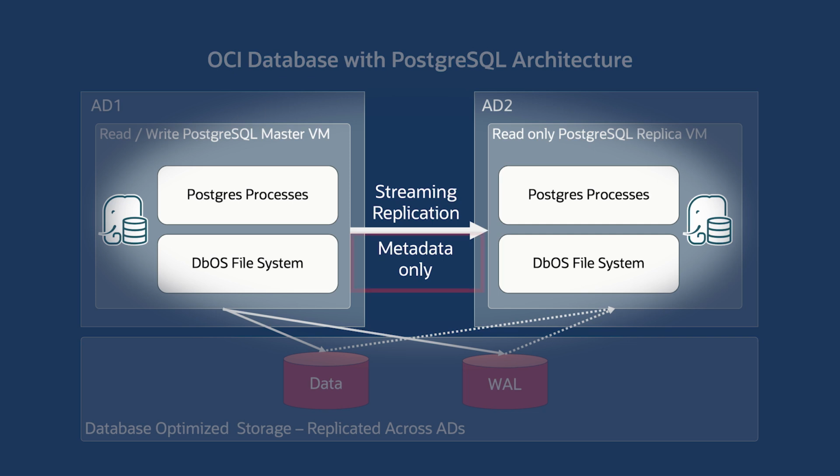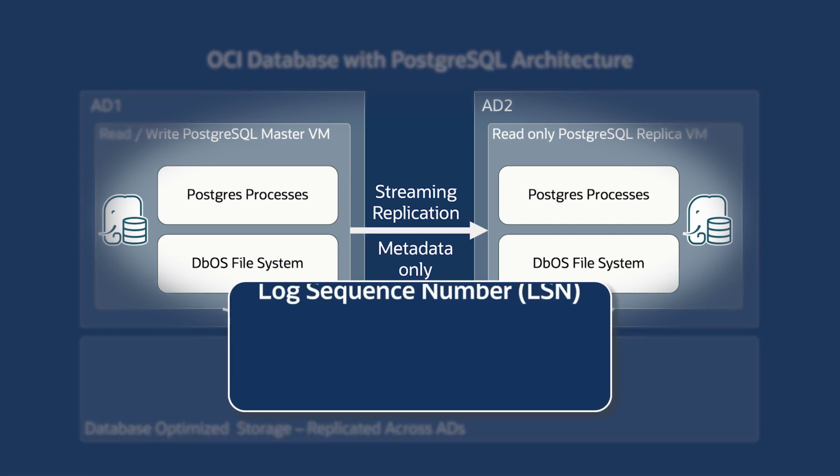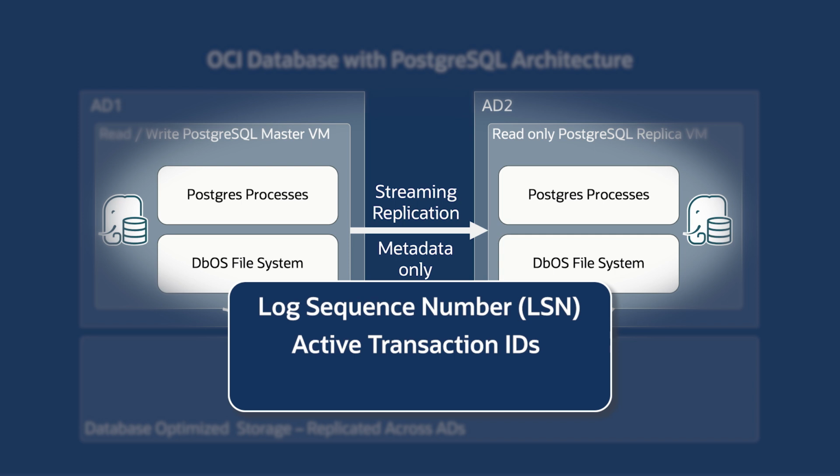So what exactly is communicated directly from node to node then? The primary node exchanges only metadata with the read replica. It includes things like the LSN, active transaction IDs, and file system specific metadata. The replica reads the WAL and data pages directly from DB optimized storage using this metadata. Got it. So how does the file system provide consistent reads for every database node on the cluster?